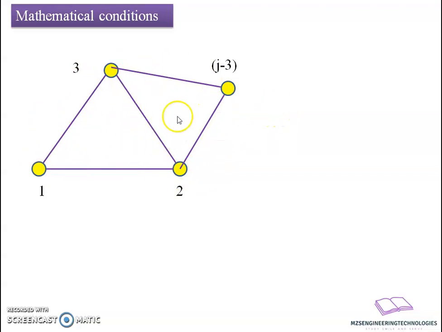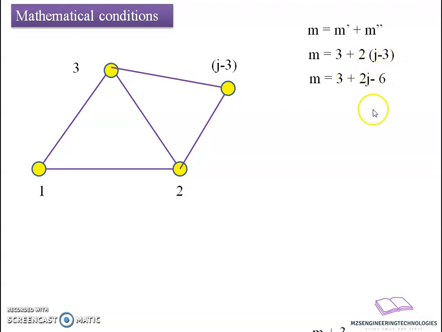So let's see the compatibility of the members here. The total members in a truss will now equal m dash plus m double dash. m dash is basically 3, and m double dash is based on the joints. In this simple geometry I have put one joint, but there may be n numbers of joints. So it will be the number of members required to connect one joint, that is 2 into (j minus 3). If I expand this, I get m equals 3 plus 2j minus 6, and the resultant will be m plus 3 equals 2j.